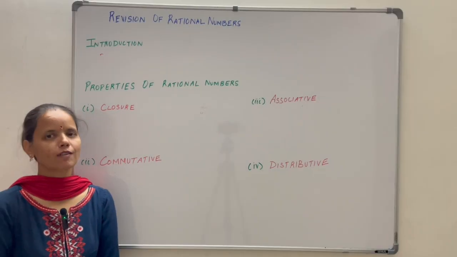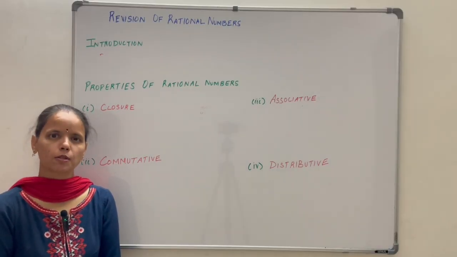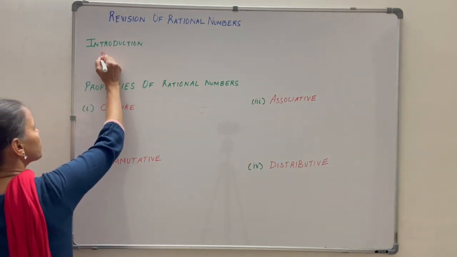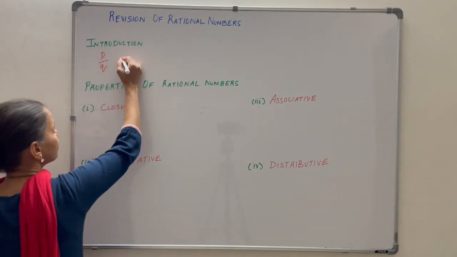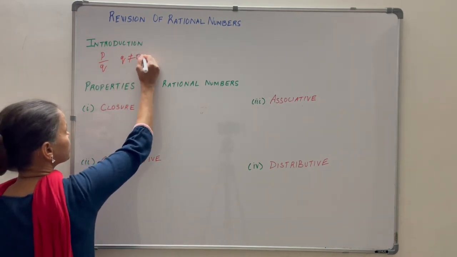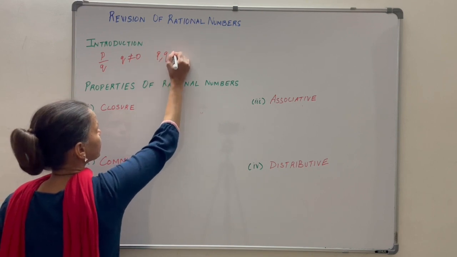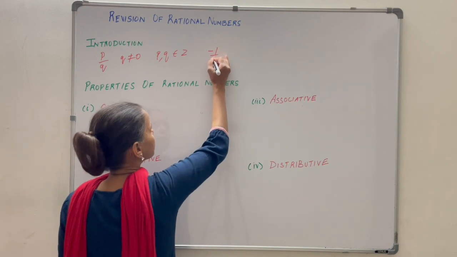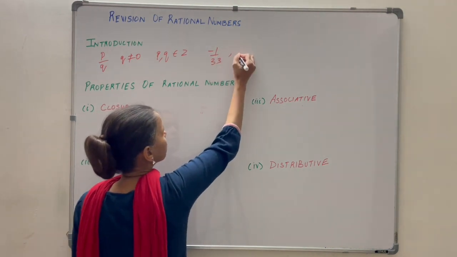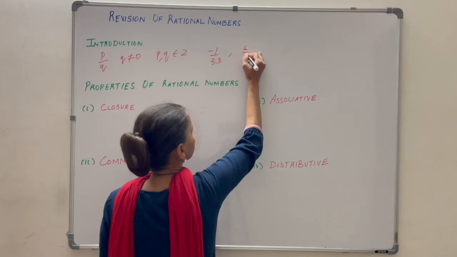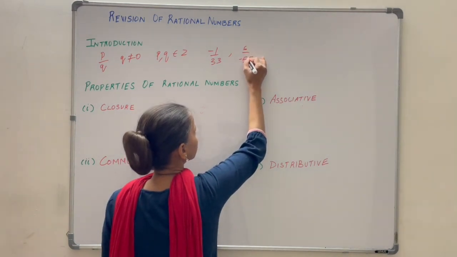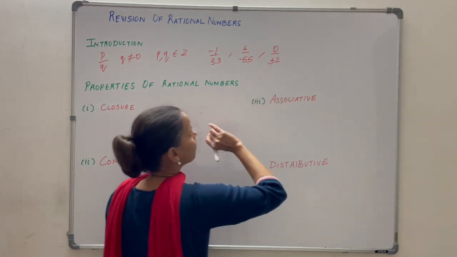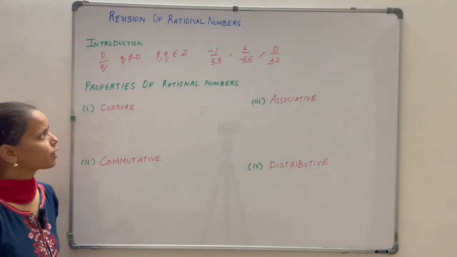Now let us do revision on rational numbers. What are rational numbers? Rational numbers are the numbers which can be written in the form of p by q, where q is not equal to 0 and p and q are integers. For example, minus 1 upon 33, 6 upon minus 55, 0 upon 32. All these are examples of rational numbers.